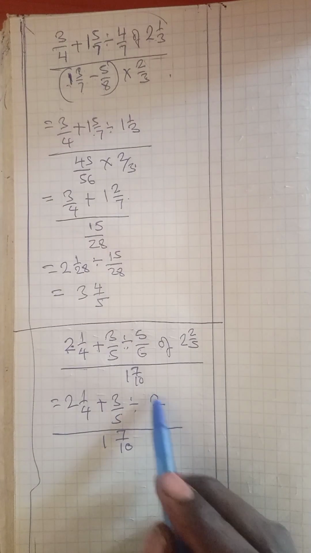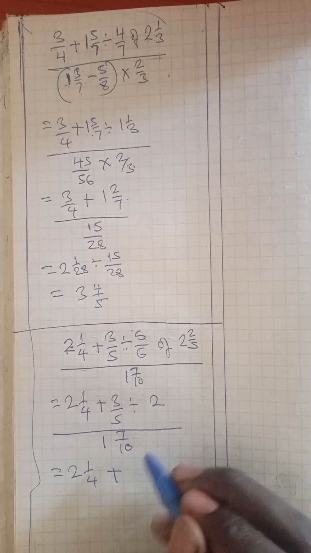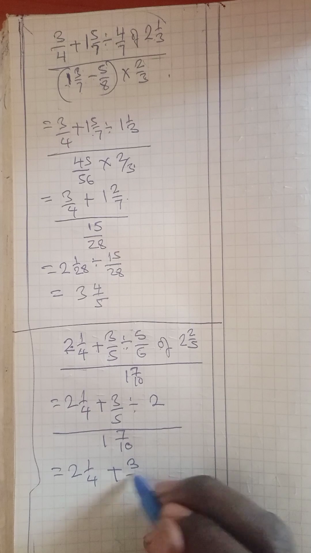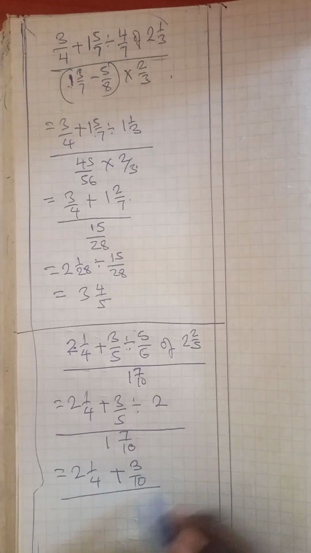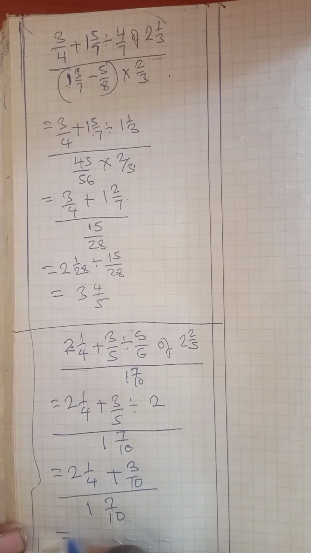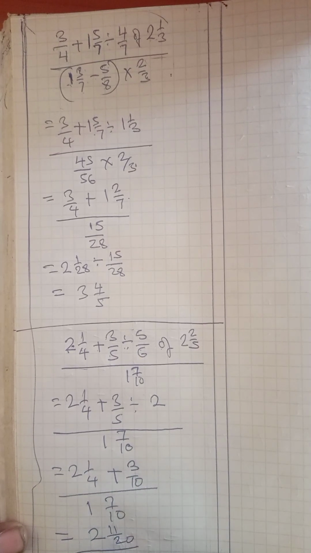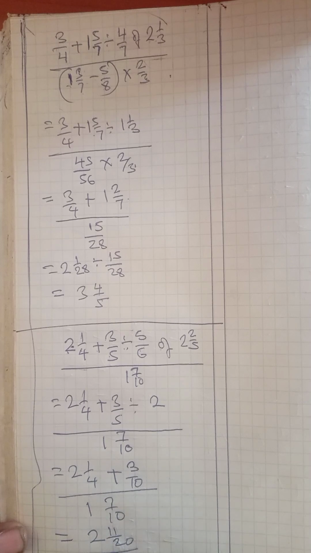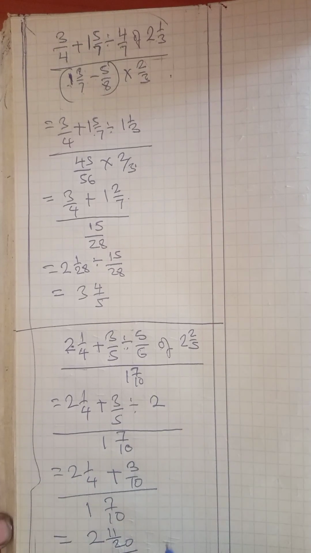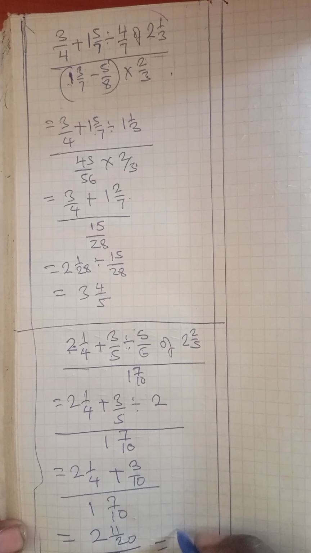Now the next we work out this part, so we shall have 2 and a quarter plus, we work out this part, we get 3 over 10, all over 1 and 7 over 10. Now work out that part, get 2 and 11 over 20 over 1 and 7 over 10. Now if you simplify this, this divided by this, you should be able to get 1.5.